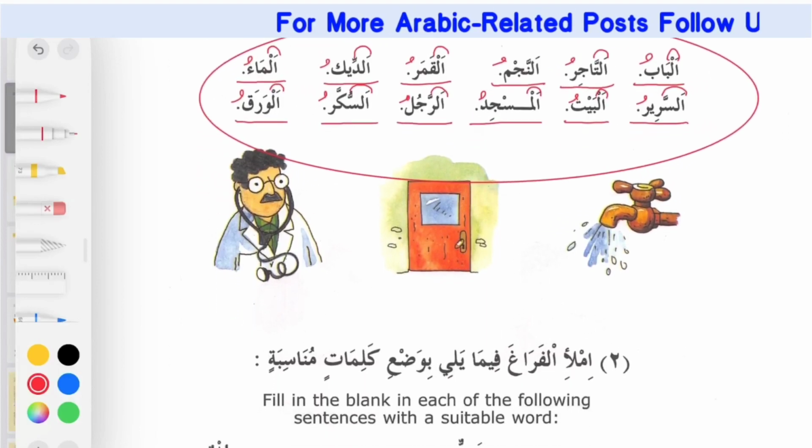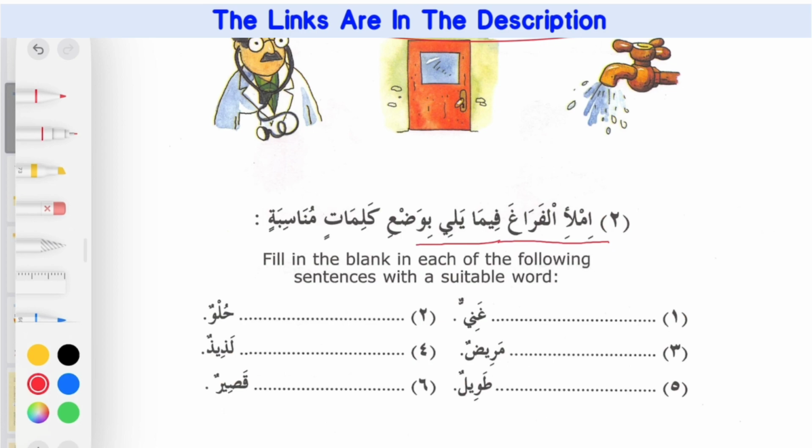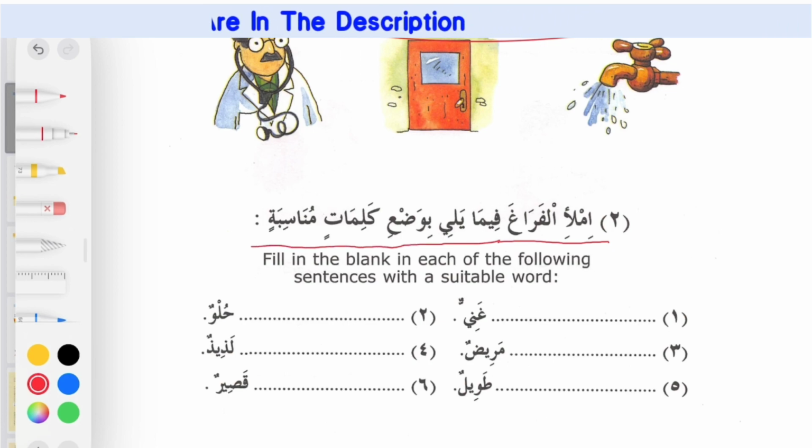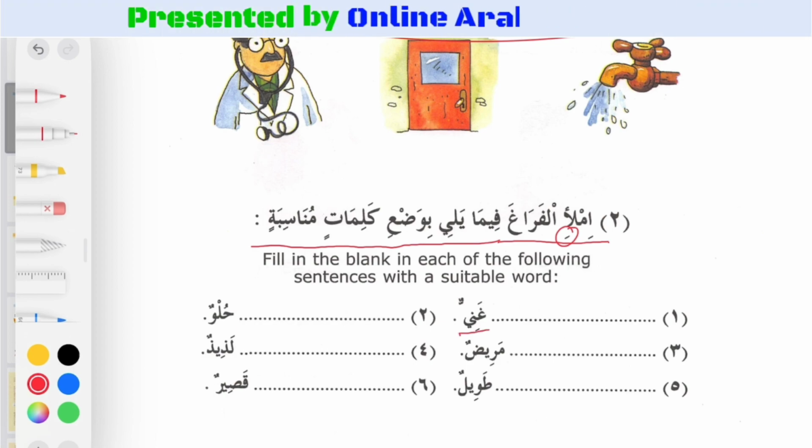And now the second portion of this exercise. Look, there is Hamza. So the first one is ghani, rich.